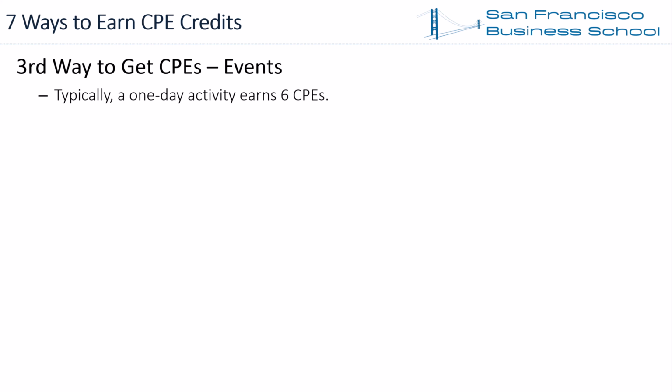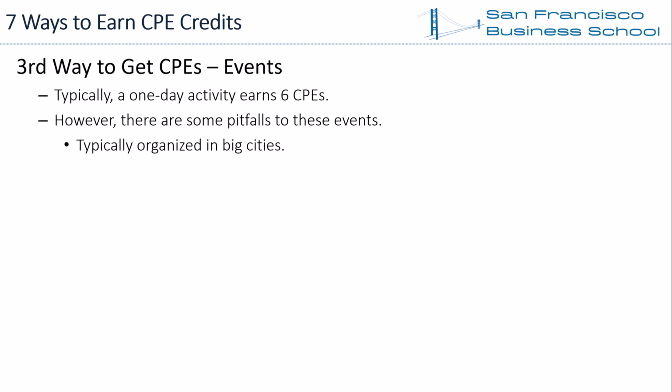Typically, a 1-day activity earns 6 CPEs. So, if you attended a 2-day event, you will earn around 12 CPE credits. Attending global events has benefits like expanding your professional network and learning the changing trends in your domain. However, there are some pitfalls to these events, typically organized in big cities. If you're living in a relatively smaller city, you might not see any events to earn CPEs.